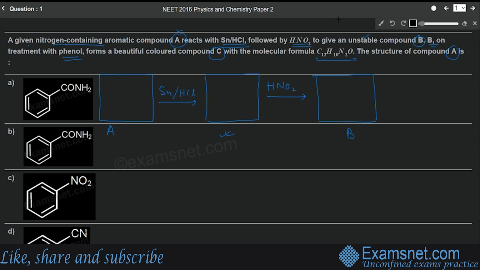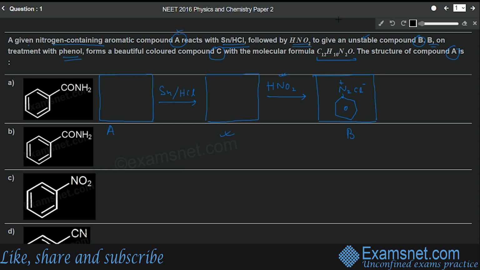Now what is that unstable compound which is formed on reaction with nitrous acid? It is nothing but a diazonium salt, right? We know that a diazonium salt is formed by the reaction with nitrous acid. Let's draw the structure here. We have one benzene ring and here we have N2+ Cl-.